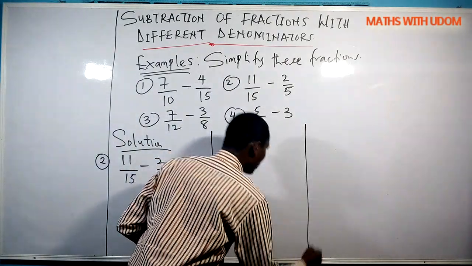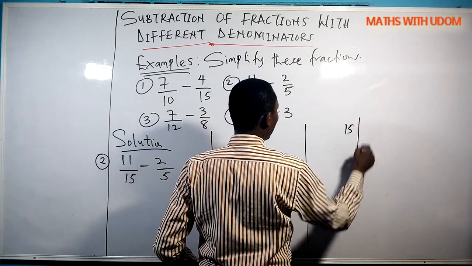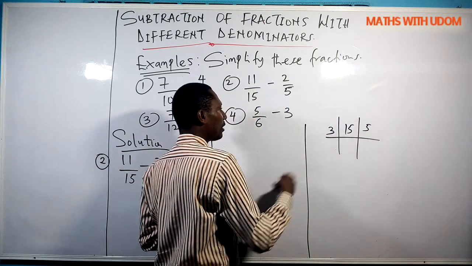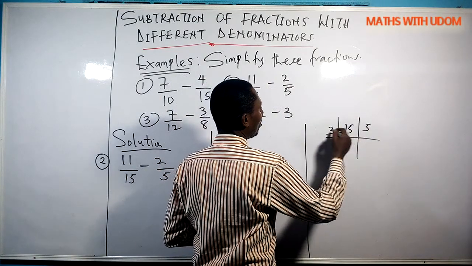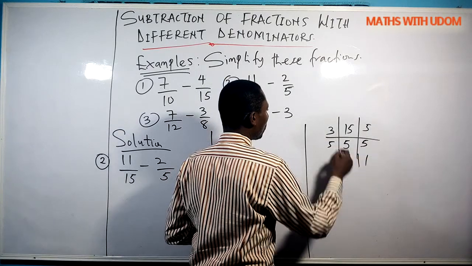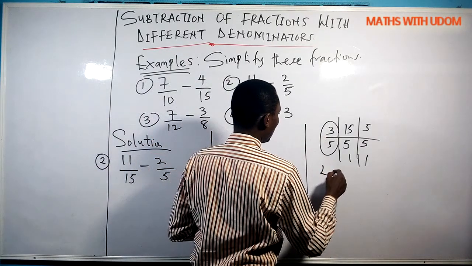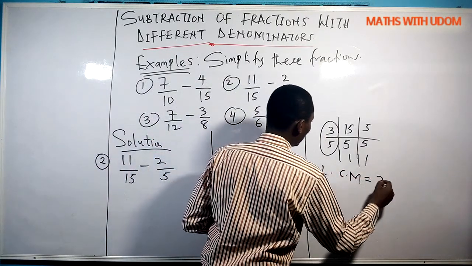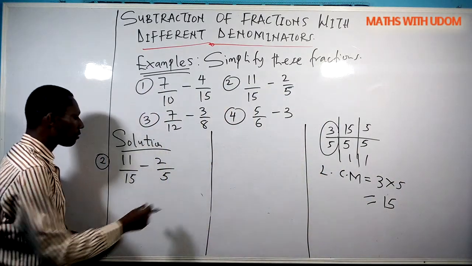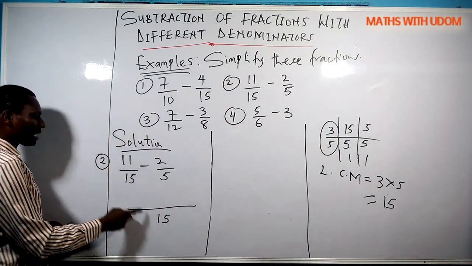So let's work out our LCM in this corner. We have 15 and 5. So what is the LCM? 3 can go here. How many 3 can go in 15? 5. 3 in 5, impossible. Then 5 can go. How many 5 in 5? 1 and 1. So our LCM is 3 times 5, which is 15. So we come to this side and we write 15.